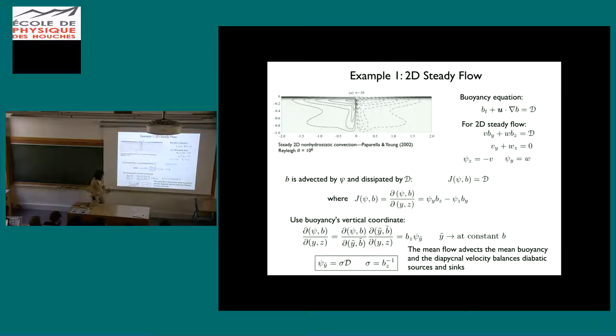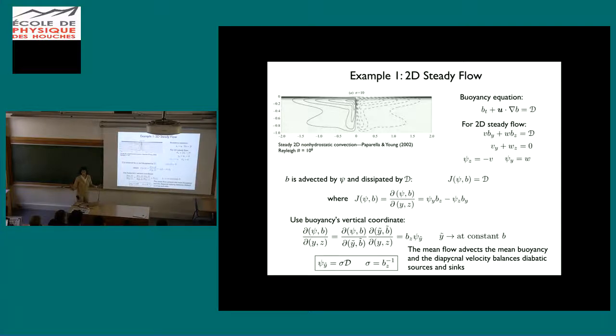And so now you just have that the transport in the now vertical direction, but it's not vertical anymore because it's at a fixed b, not a fixed z, so that the vertical or across-isopycnal transport multiplied by the stratification balances the diabatic term. So here there's only the mean flow, it advects the mean buoyancy, and by just plotting the mean stream function you have a good sense of what the diabatic sources and sinks are.